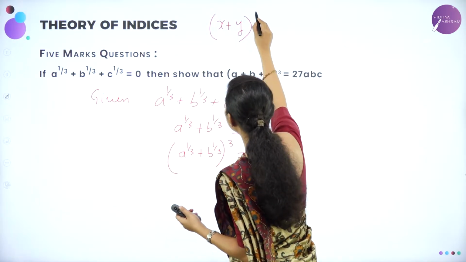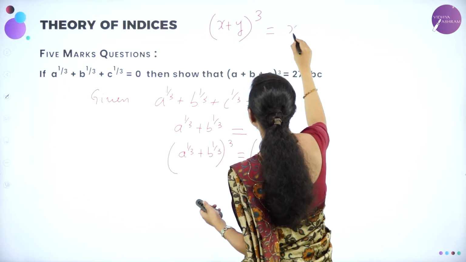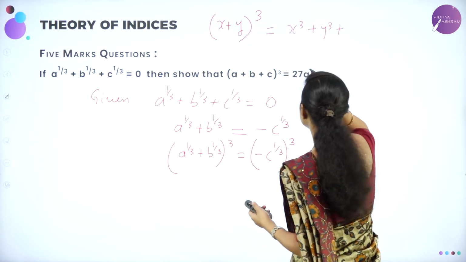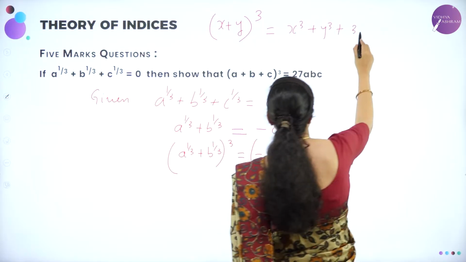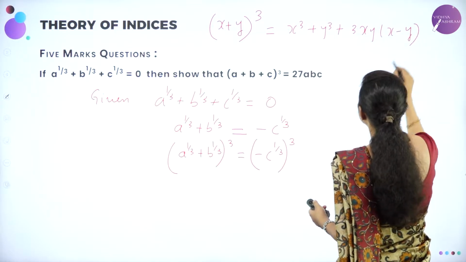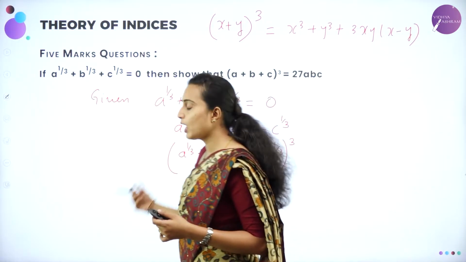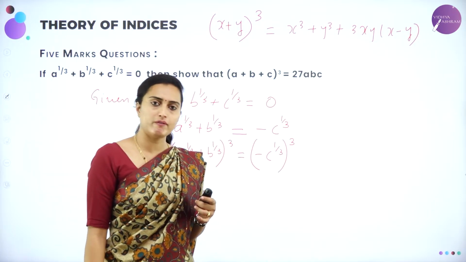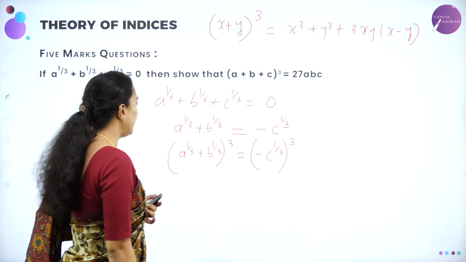So, X plus Y whole cube is equal to X cube plus Y cube plus 3xy into X plus Y. So X replaces A power 1 by 3 and Y replaces B power 1 by 3. Accordingly, I am writing the formula.